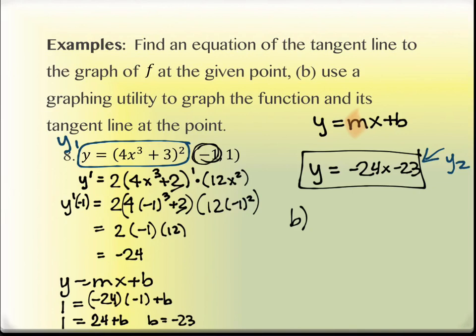The way that you would do this if you were working on a quiz for me or a test is that you're actually going to just sketch the graph. A sketch, of course, is fine. So we want the original graph, 4x cubed plus 3, quantity squared, and the tangent line, -24x minus 23. And it should look something like this. So that's one of them. And that's the other one.